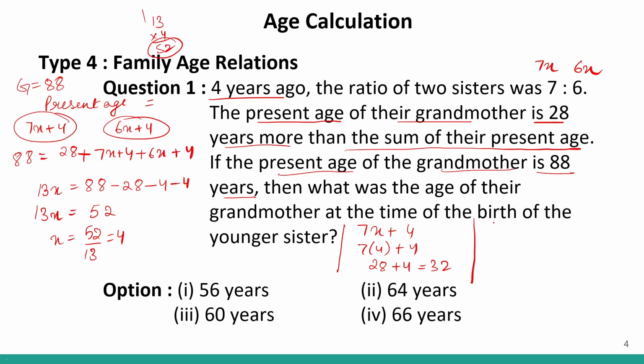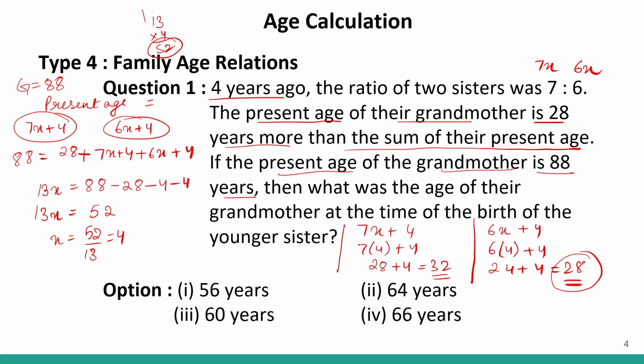And the age of the other sister will be how much? The age of the other sister will be 6x plus 4. So 6 into 4 plus 4, that is 24 plus 4, that is 28. So who amongst them is the younger sister? 28 is the age of the younger sister.